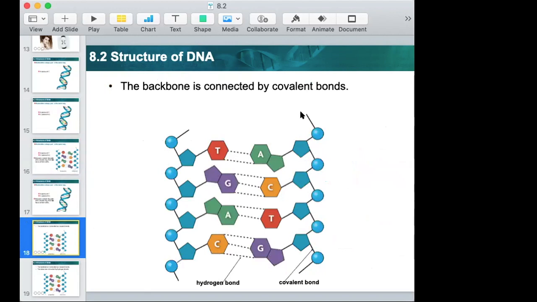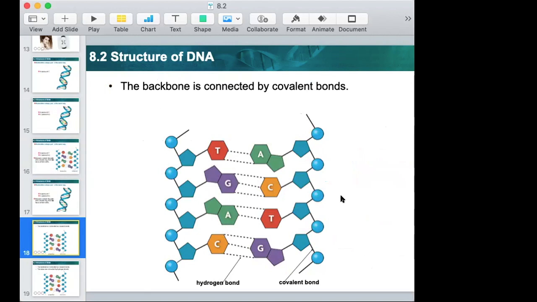So the backbone is connected by covalent bonds, which you should write down is a very strong bond, which is very hard to break. And so the backbone is not easily broken, which is important because you would have mutations at that point. If you broke the backbone, you'd have the bases out of order, which would cause mutations to happen.